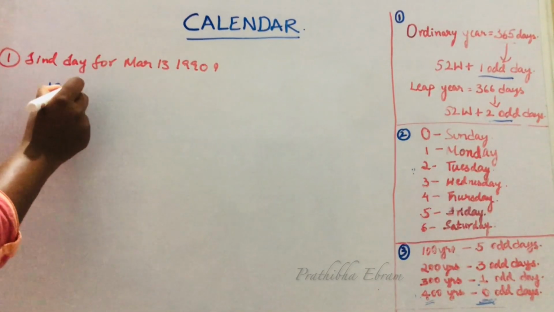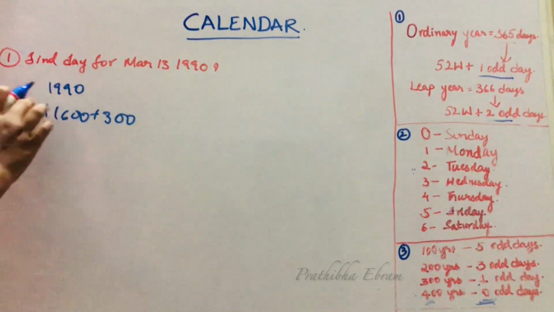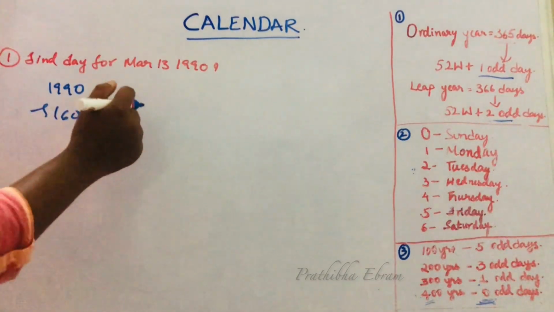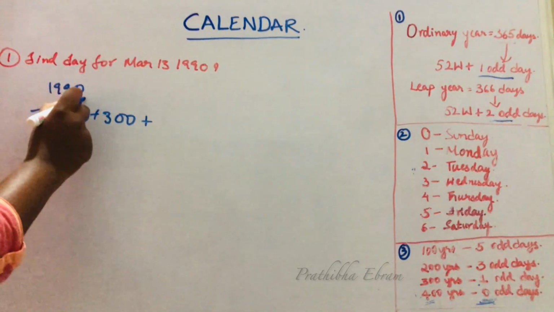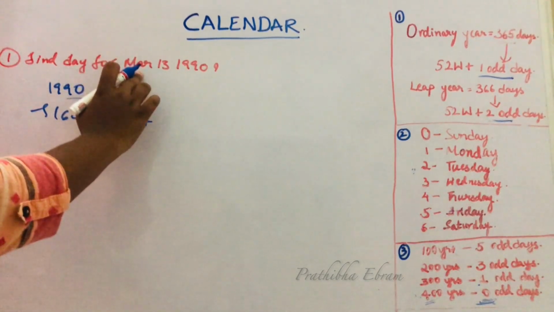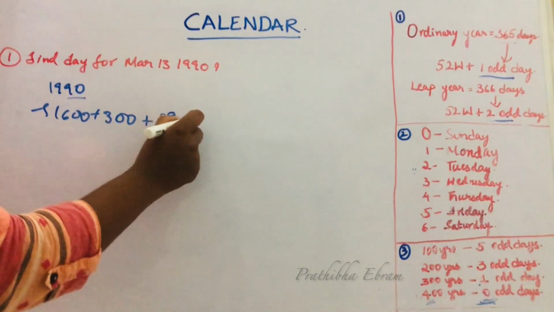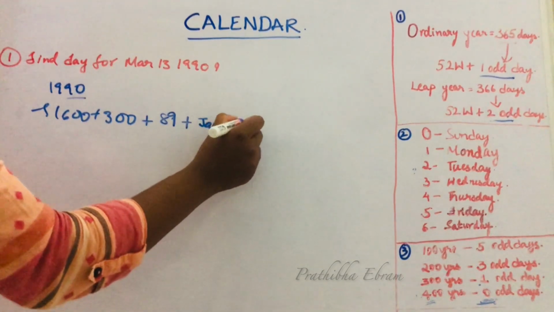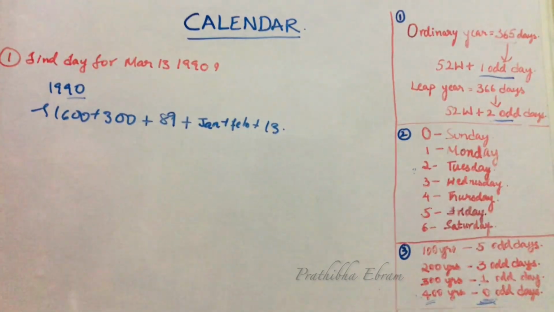This 1990 can also be written as 1600 plus 300. Directly you can also write 1900, but to make our calculation easier, I'm writing it this way. Plus, till now we have finished 1900 years. Now we are left with 90 more years. In the 90th year, we have only till March, right? So till 89 we have full years. Plus in the 90th year we have January full month, plus February full month, plus in March we have only 13 days.